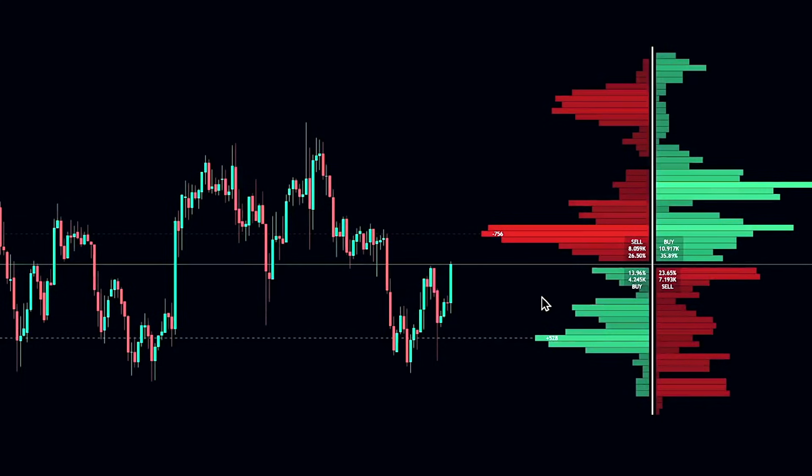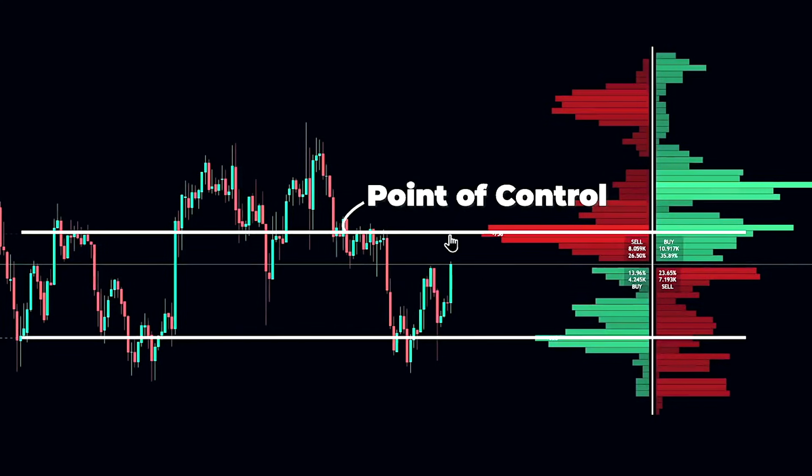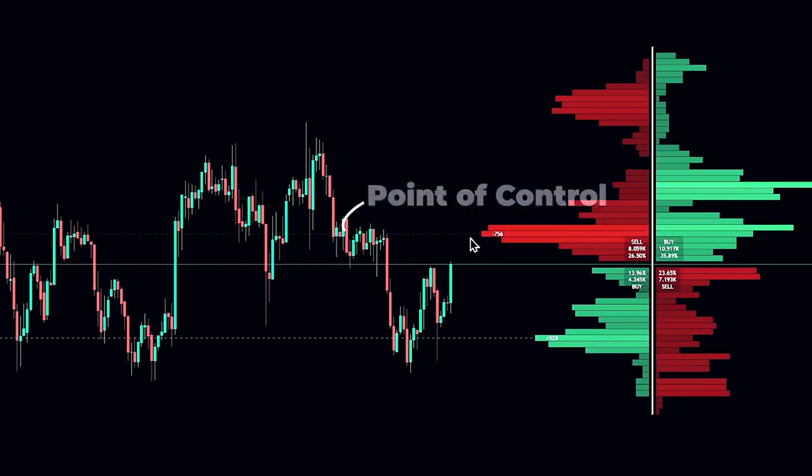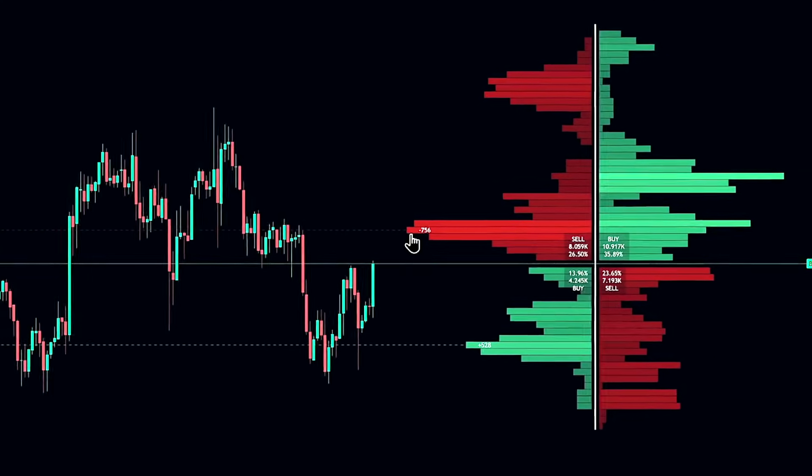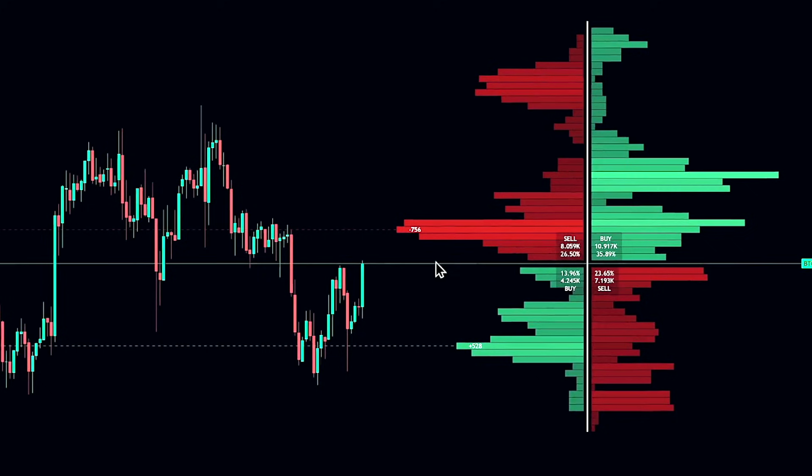You'll also notice dotted lines on the chart called points of control, or PCs. Each PC marks the price level with the highest volume in its respective quadrant. For example, the green PC above price comes from the longest buy bar in the upper buy quadrant, while the red PC above price comes from the longest sell bar in the upper sell quadrant.